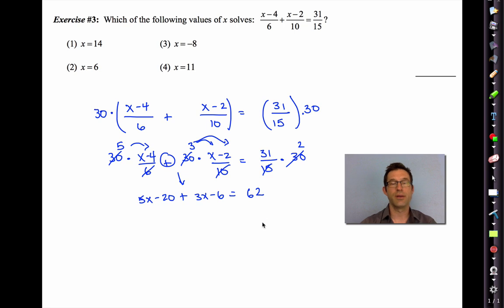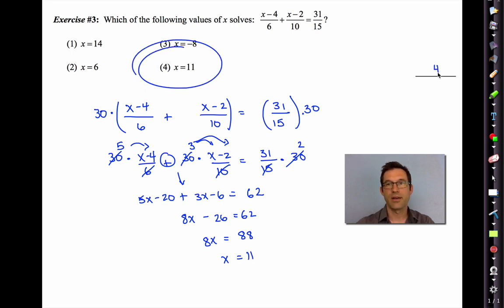2 times 31 is 62. And now look at how nice this is. We have an equation that has no fractions in it. We started with one that had obnoxious denominators, and now we have one that doesn't. So we'll get 8x minus 26 equals 62. Add 26 to both sides, and we'll get 88. Divide by 8 on both sides, and we'll get x equals 11. All right, not so bad so far. We're going to get some on the next side of the sheet that are a little bit tricky. Pause the video now.